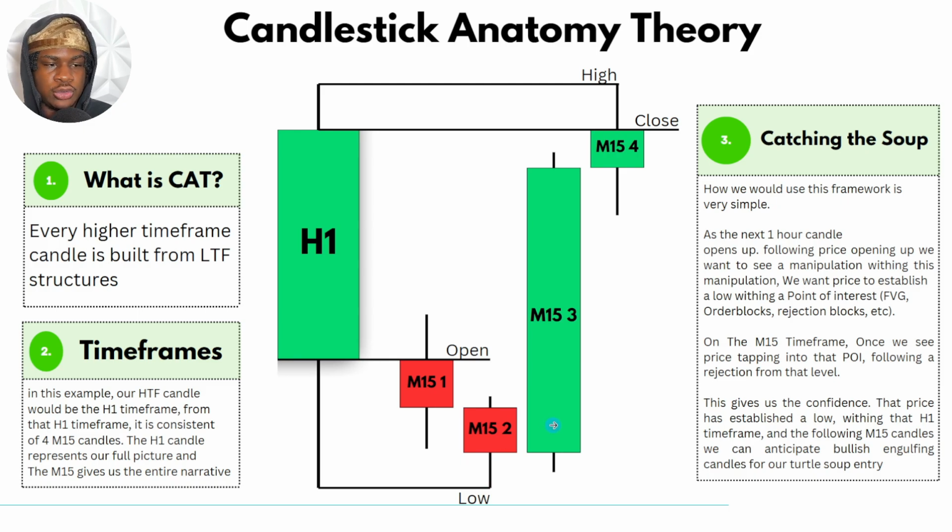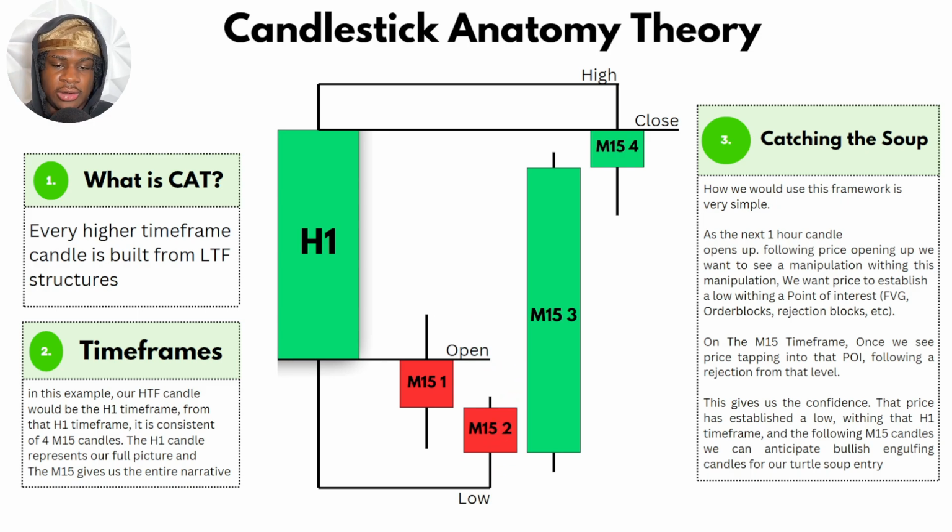You can take this turtle soup right here on the third candle as price breaks above that last 15-minute candle high. You can either take the turtle soup at the candle that taps into the point of interest right here on the second candle, or you can take it off the breakout setup, breaking back above this last 15-minute candle. This gives us the confidence that price has established a low because we came down and tapped into a level of support. Following that level of support, we get that rejection.